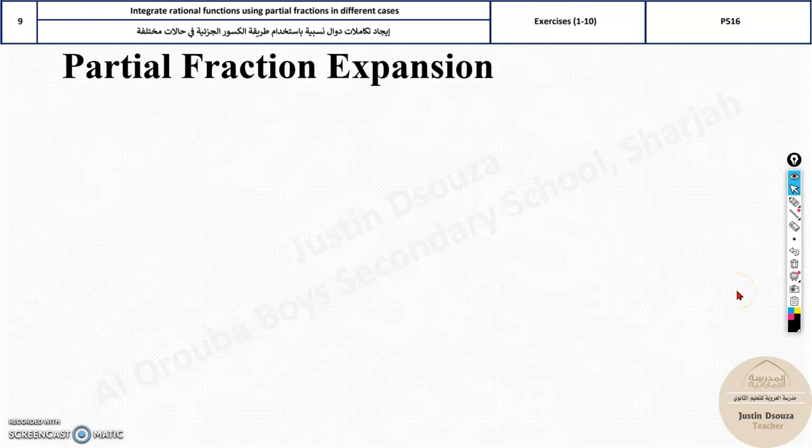The ninth topic is to integrate rational functions using partial fractions. Here, let us look into partial fraction expansion at the beginning and then we will see how to integrate it. Now, imagine you have a rational function like this. It's in fractions. You can see the numerator is lower than the denominator. So in this particular topic 9, you generally will have such problems.